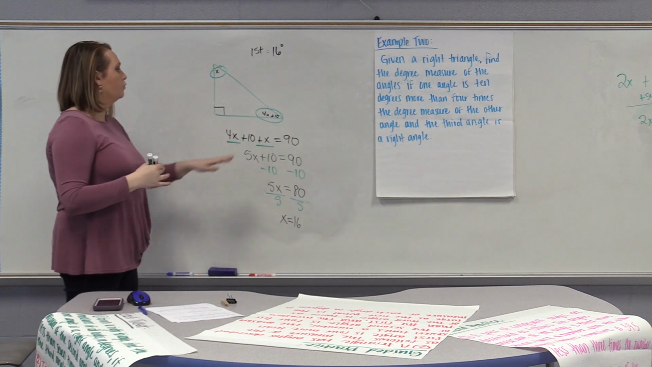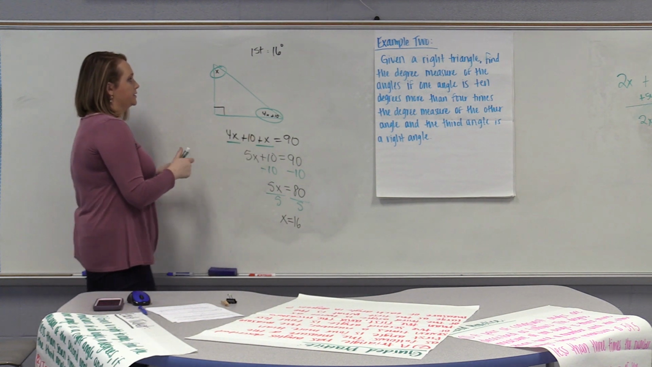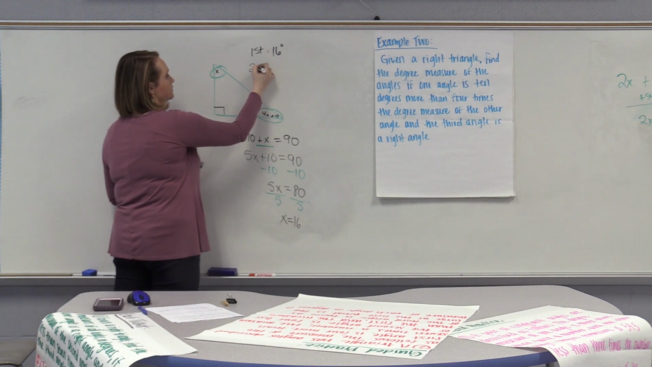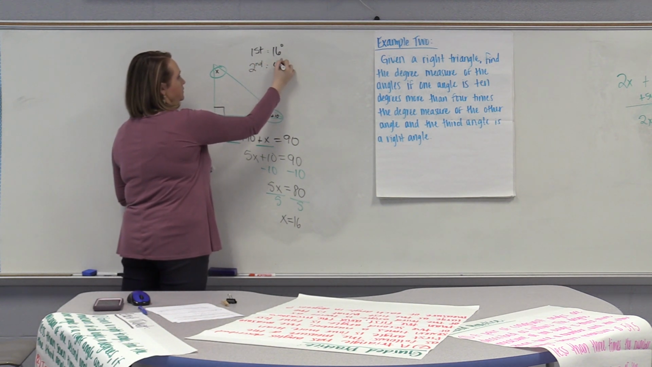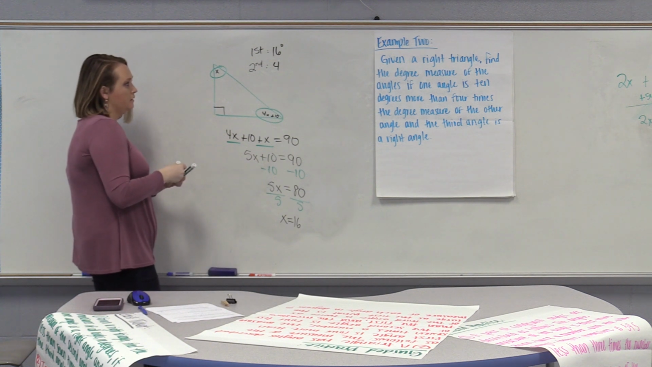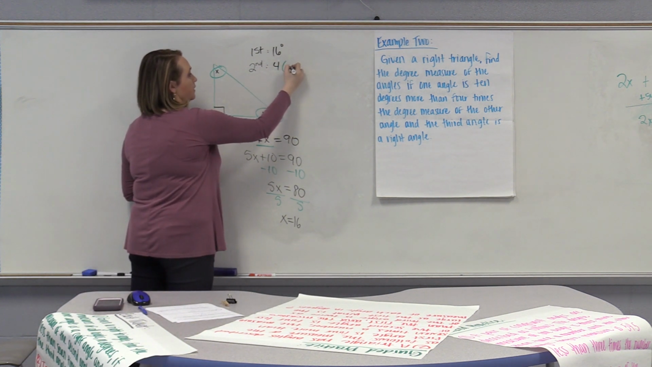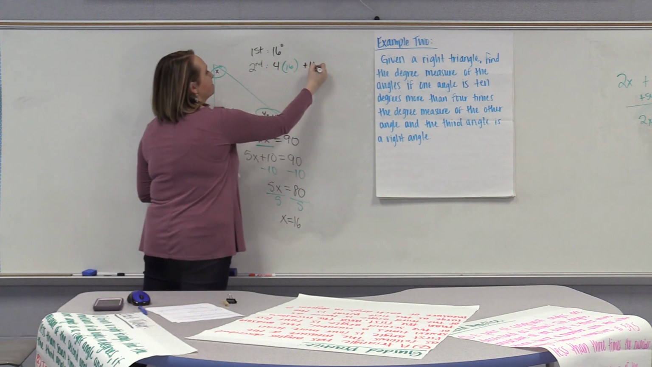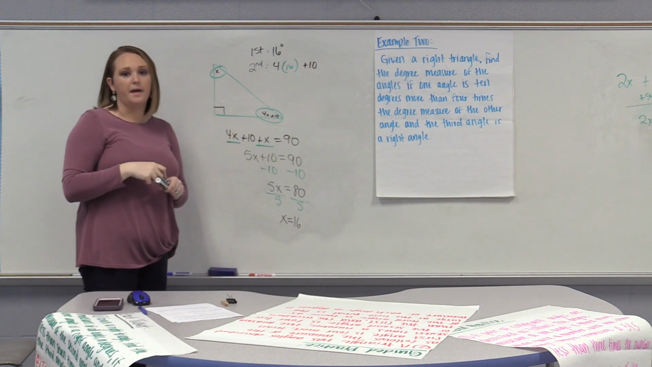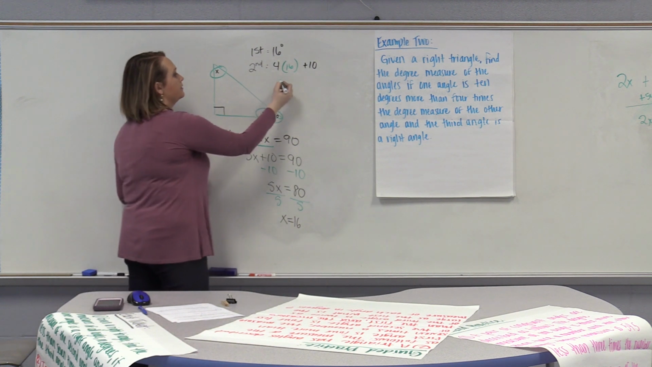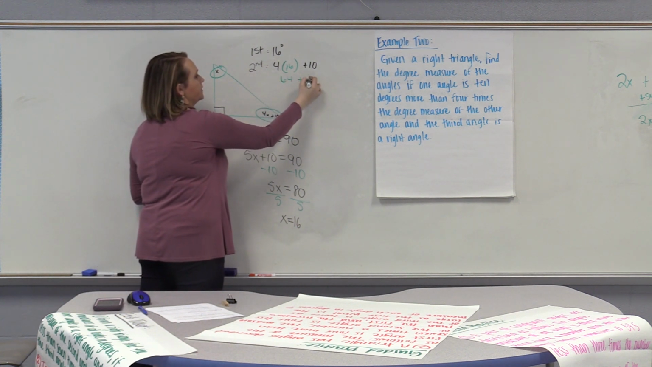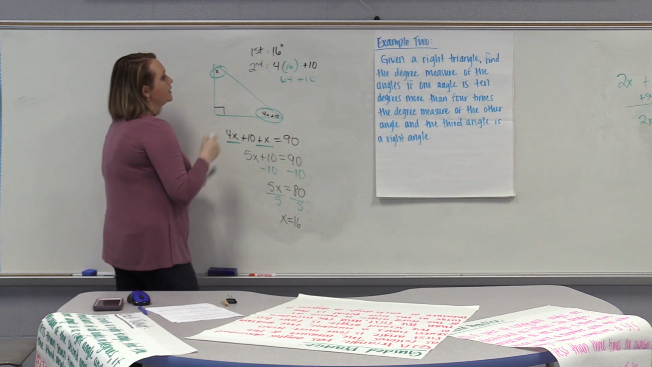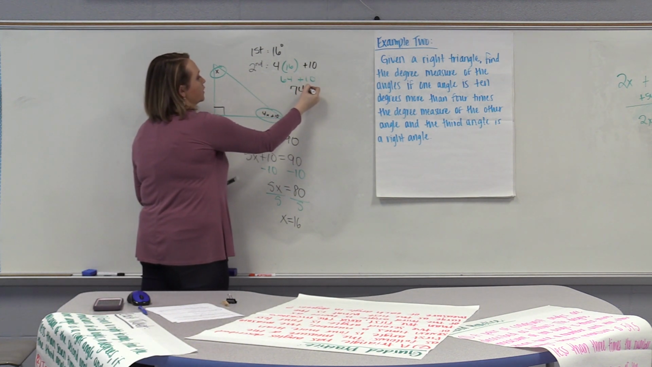My second angle was equal to 4x plus 10. So I'm going to plug in 16 for x. And when I simplify that expression, I get 64 plus 10, which tells me that the measure of the second angle is equal to 74 degrees.